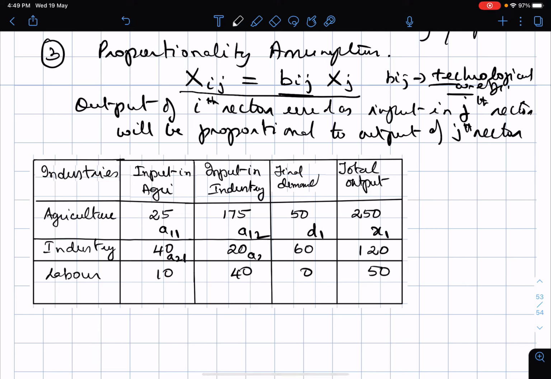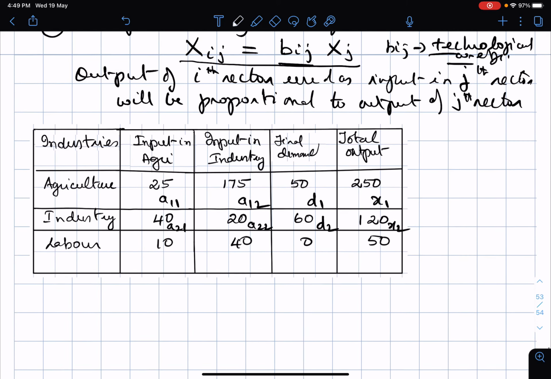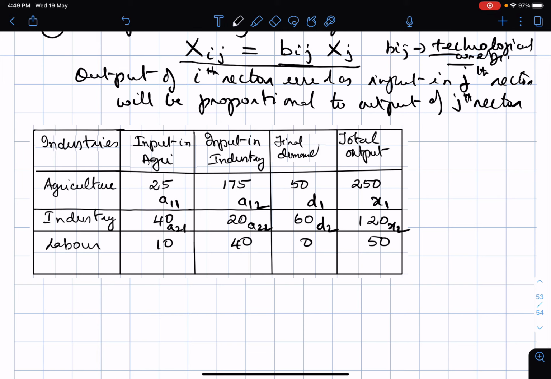A21, A22, this is our second demand, and this is our X2. Okay, now what does this mean? What is the meaning of this? It is nothing but, what is the meaning of this? You are going to actually say what you are going to say here. Output of the first, how much? 25. Output of the first sector is used as the input in the first sector.